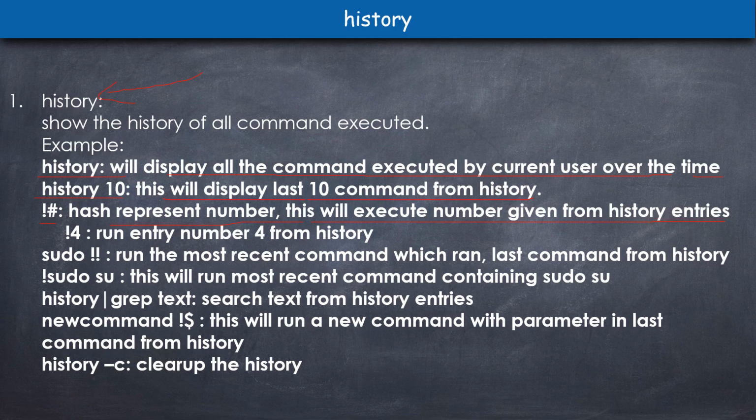Suppose I know the number from history, and I want to run command number 100. So I can type exclamation mark 100, and that will execute the same command. So instead of typing that command again, I can use history to run that specific command. Like that, there are many options. If you want to clean up the history, you can use history -c.